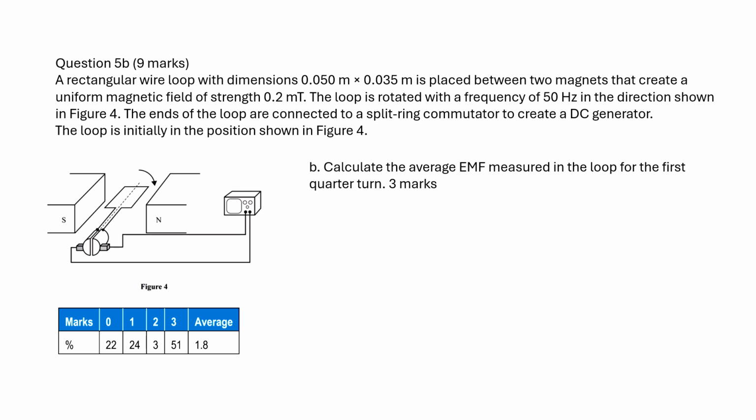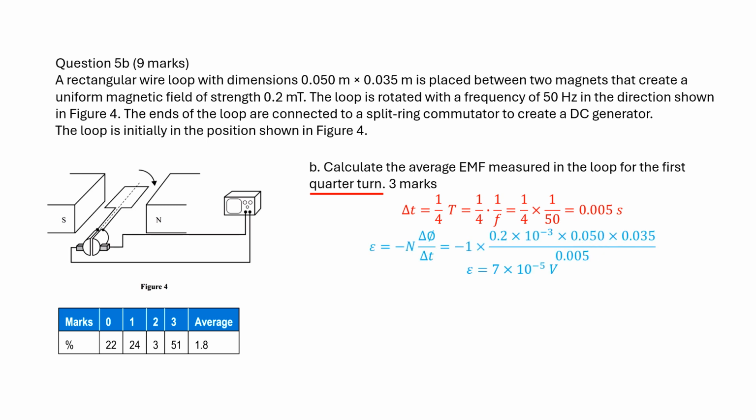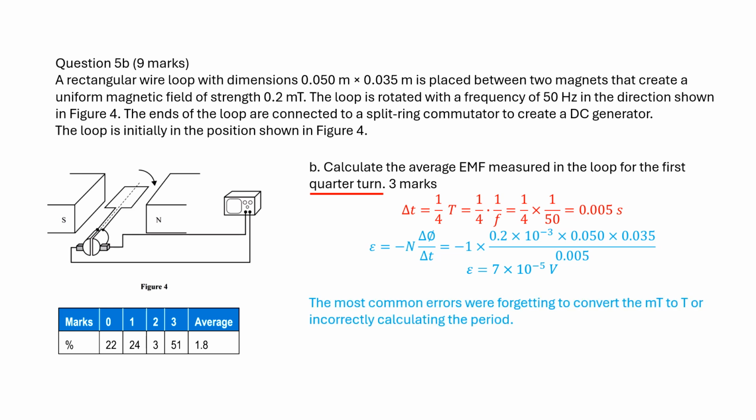The key word is a quarter turn. Quarter turn means the elapsing time is a quarter of the period. We know the frequency and then calculate the period and the elapsing time. The EMF is the rate of change of magnetic flux. The most common errors were forgetting to convert the mT to T or incorrectly calculating the period.